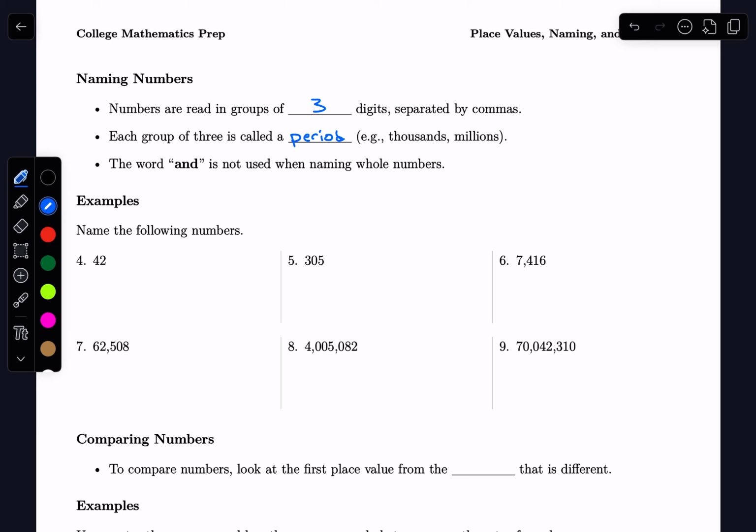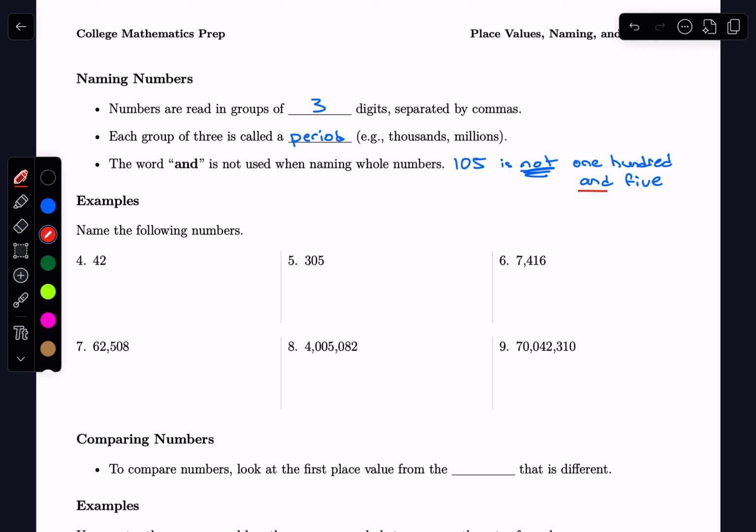So for example, 105 is not "one hundred and five." Okay, this word and is not there. So 105 is just "one hundred five." There is no and. That is important because the and will represent the decimal place once we get to decimals. Just like, think of money.